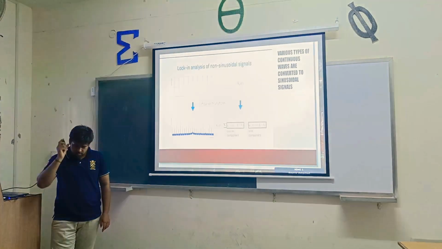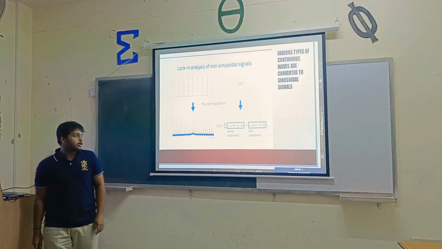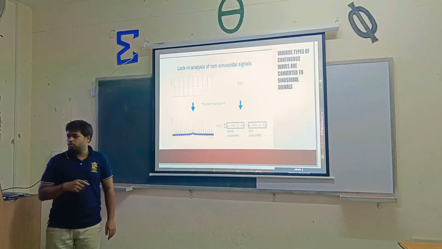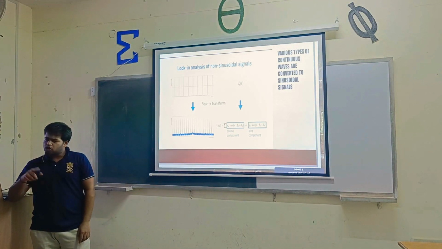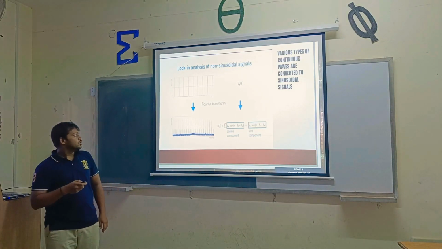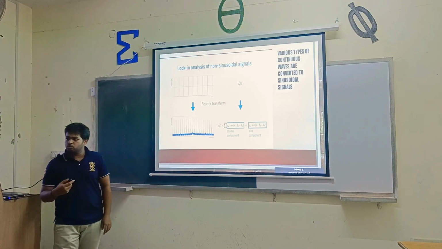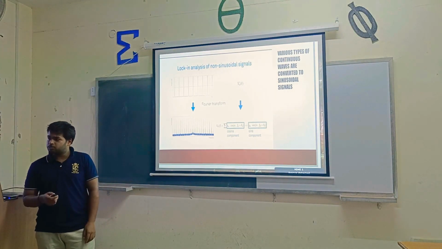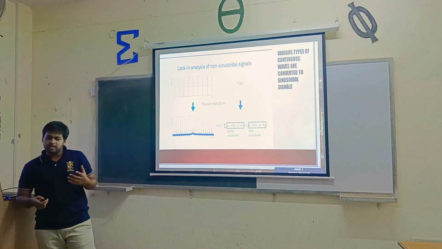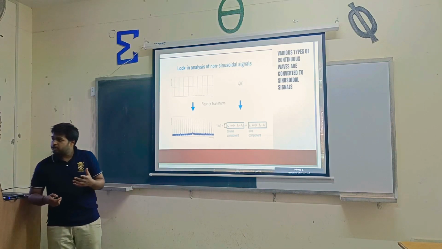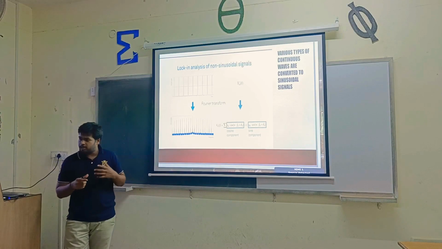Now, for lock-in analysis, we can use the other signals too, let's say the square wave or the sawtooth wave. Those can be transformed into the normal sine and cosine terms by Fourier transform. Why do we use the Fourier transform? Because it is easier to measure the sinusoidal and cosine signals rather than the sawtooth and other types of signals.